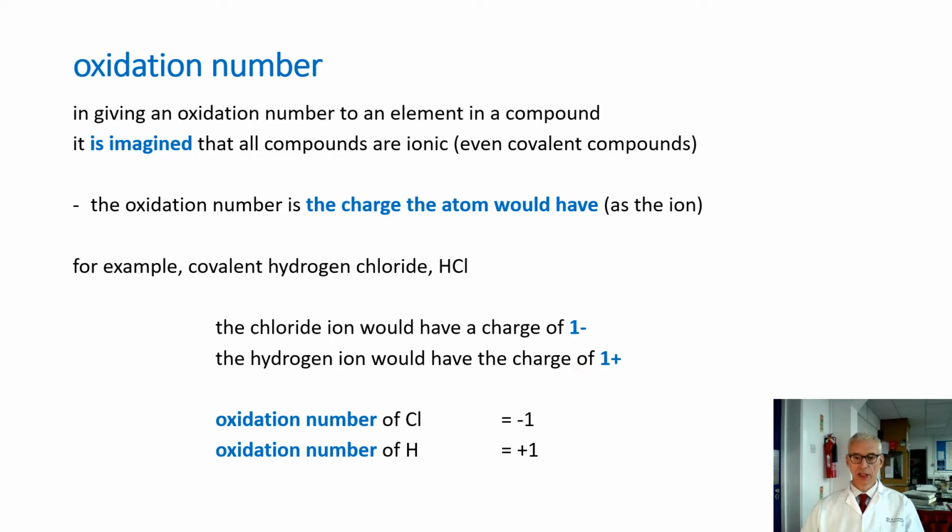Now, one thing to note here is that in an ionic charge, the sign comes after the number, whereas for oxidation number, we signal that it's oxidation number by putting the sign, the negative or positive, before the number. So +1 is the oxidation number, but 1+ would be an ion charge.